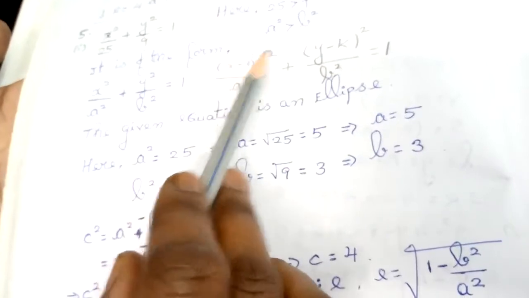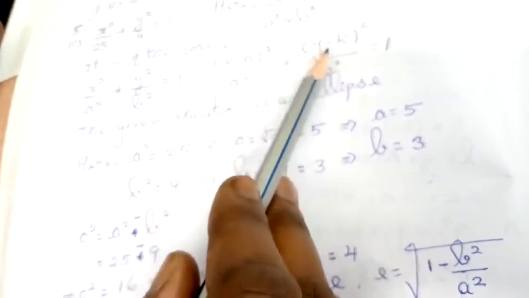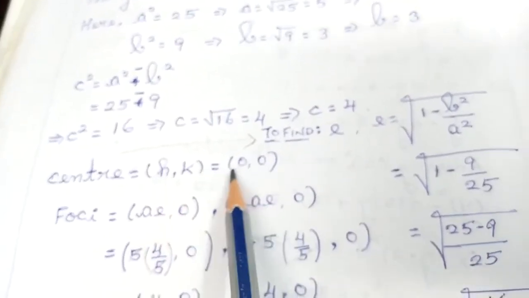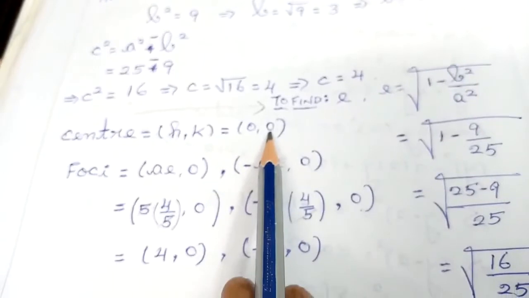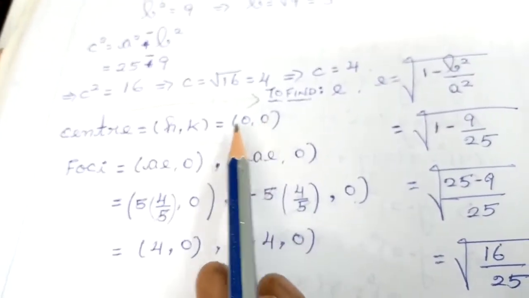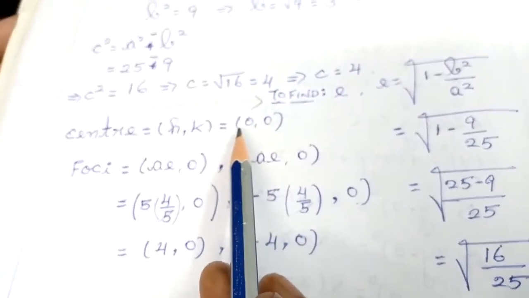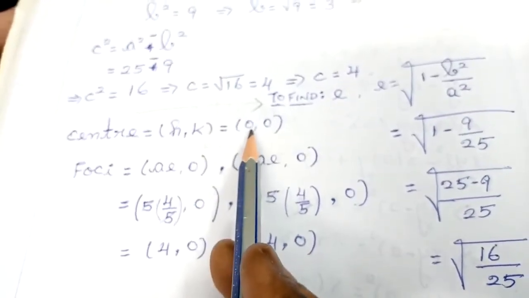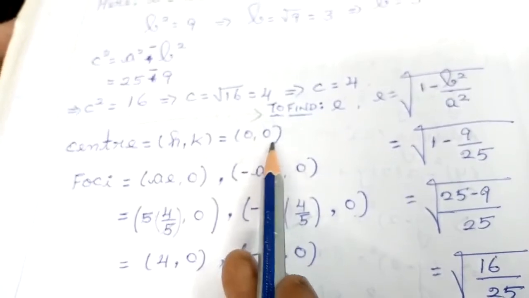In place of h and k, you are not having any value. So automatically the center h comma k, I am writing it as 0 comma 0. That is, it is understood that if you are not going to have h comma k in the numerator part, then automatically I can come to the conclusion that it is going to be 0 comma 0.